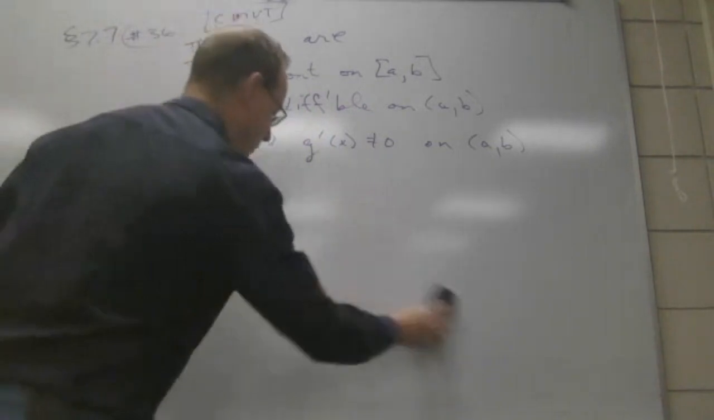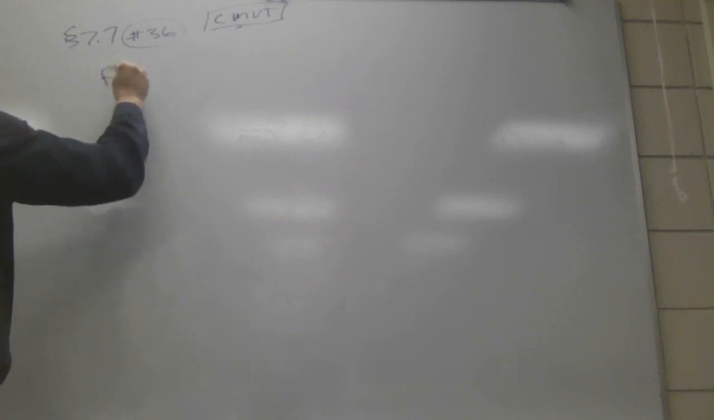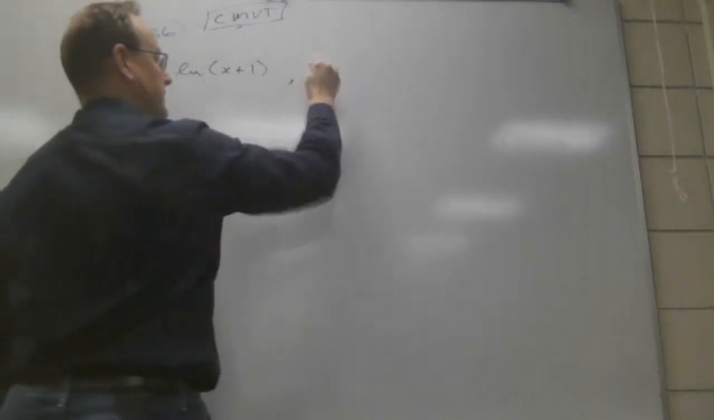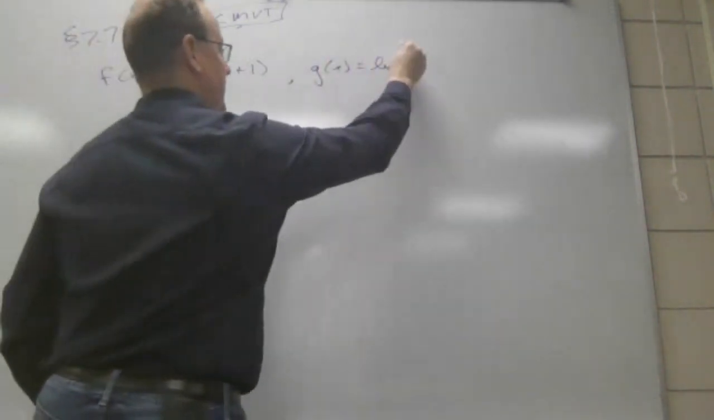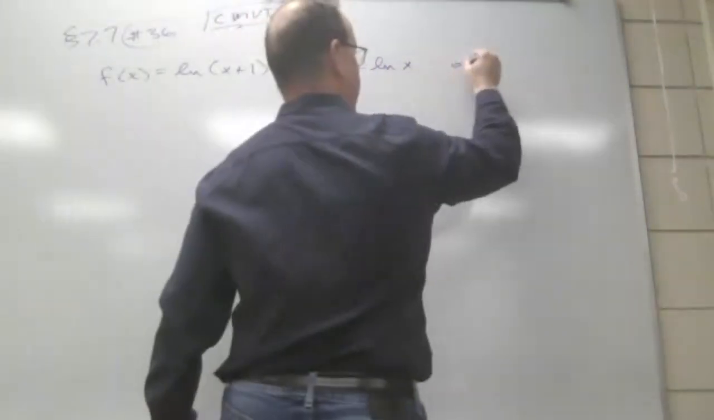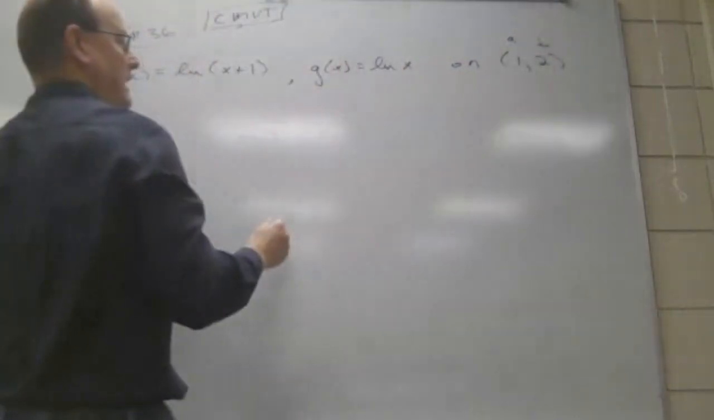So then we want to use Cauchy's mean value theorem on number 36. We had two functions on 36. f of x is the natural log of quantity x plus 1, and g of x is the natural log of x, and the interval is 1 to 2. So this is a, this is b, right?